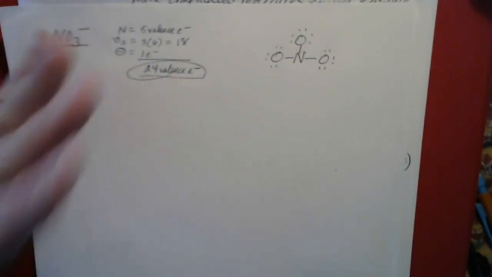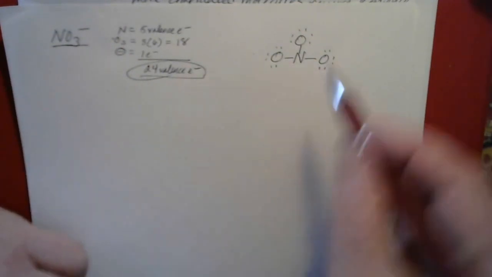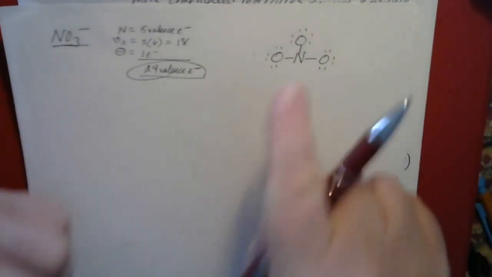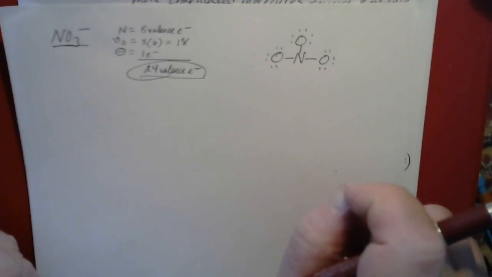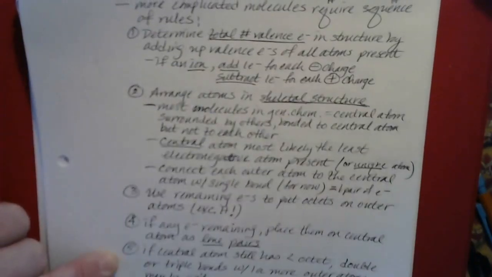The oxygens all have octets of electrons around them, but what about the nitrogen? The nitrogen has 2, 4, 6 electrons around it. The nitrogen does not have an octet of electrons around it. That's a problem. And so this is basically step 5.